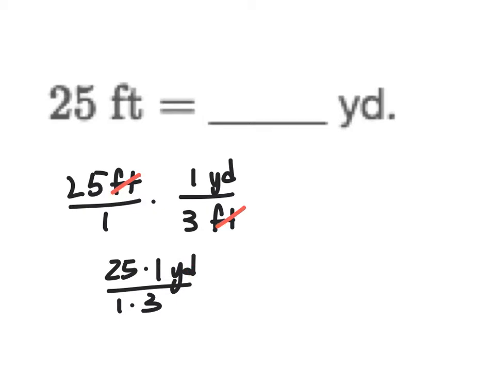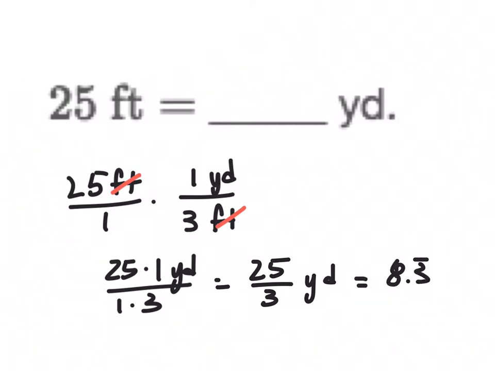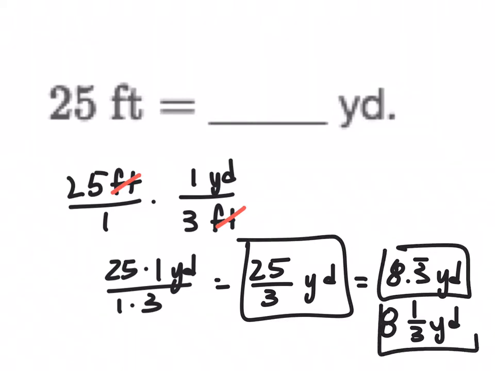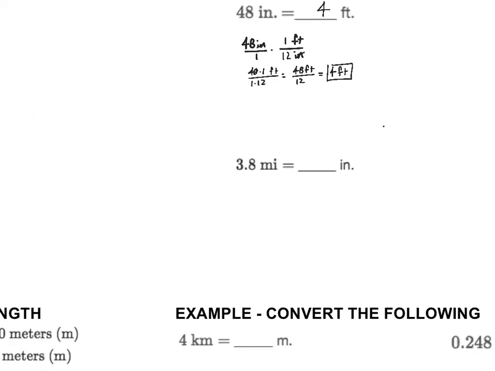So 25 times 1 is just going to give me 25. So I've got 25 over 3 yards, and you could probably leave it like that. If we wanted to divide those, we could. 25 divided by 3 is going to give me 8.3 repeating, so 8.3 repeating yards. If we wanted to be more exact, we would say 8 1/3 yards. Any one of these answers is correct, but I'd say 8 1/3 would be reasonable. Okay, on to the next one.